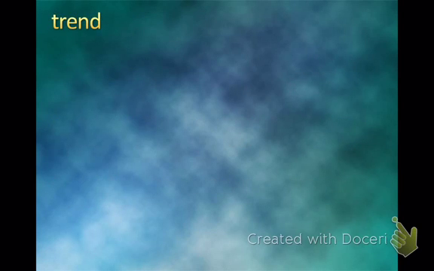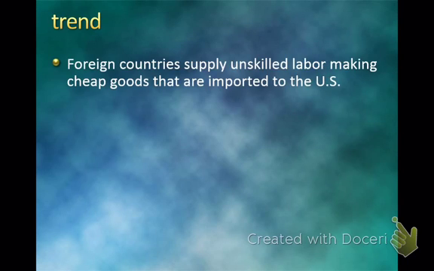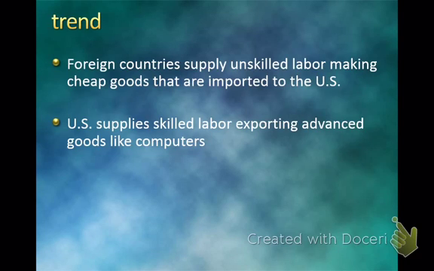All right, a trend that is happening globally. Foreign countries supply unskilled labor, making cheap goods that are imported to the U.S. Foreign countries that don't have to pay their workers as much are making things. Although there was recently an article that said manufacturing in the United States is coming back, like by 2050 the United States will be manufacturing more goods than they import. But as a general trend, foreign countries supply the unskilled labor, and the U.S. supplies the skilled labor, like the salespeople, the managers, the decision makers, and some advanced goods like computers.